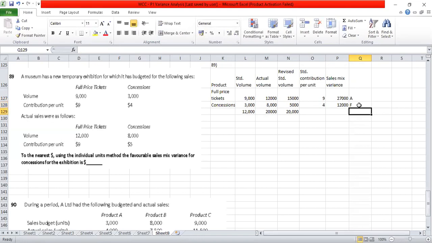But, okay, they are only asking for concession. Concession, 12,000 is the favorable one. It's only for concessions they are asking, not the total one. So concession is 12,000 favorable. Concession tickets is 12,000 favorable.